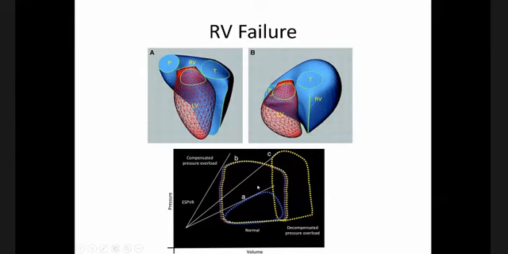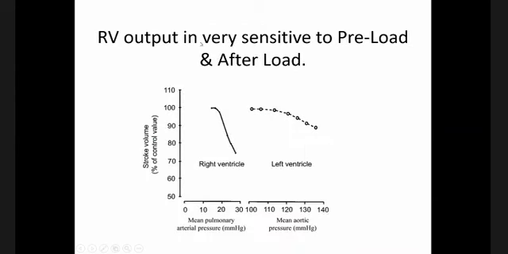And with chronic pulmonary hypertension, it somehow maintains, it increases its contractility and maintains the stroke volume. But if there is an acute increase in the afterload, the stroke volume falls and the person can actually go into shock. So the RV output is very sensitive to both preload and afterload.